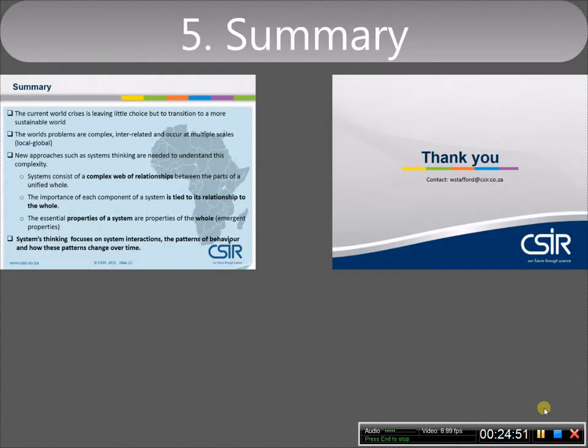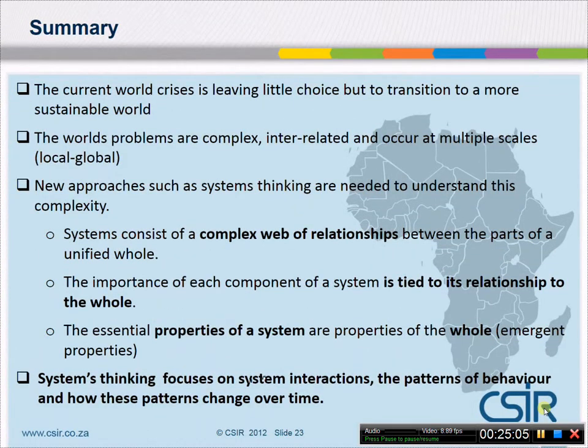So in summary, we have discussed why we need sustainability science and systems thinking, what systems thinking is, what a system is, and how to define its boundaries. So in summary, the current world crisis is leaving little choice but to transition to a more sustainable world. The world's problems are complex, interrelated, and occur at multiple scales, from the local to the global. Therefore, new approaches, such as systems thinking, are needed to understand this complexity.